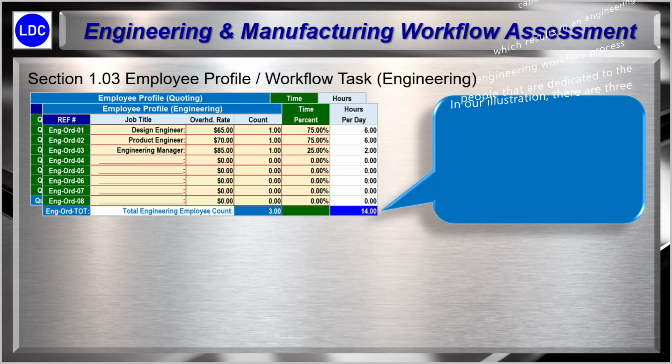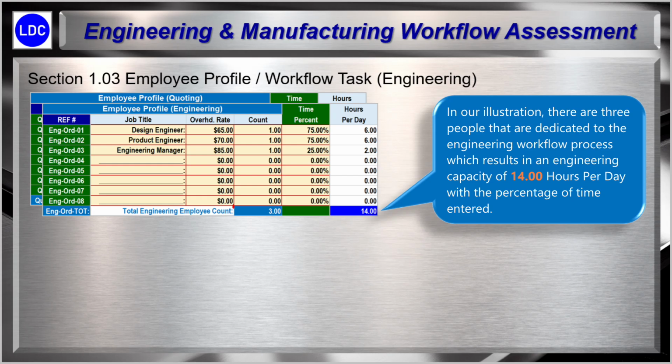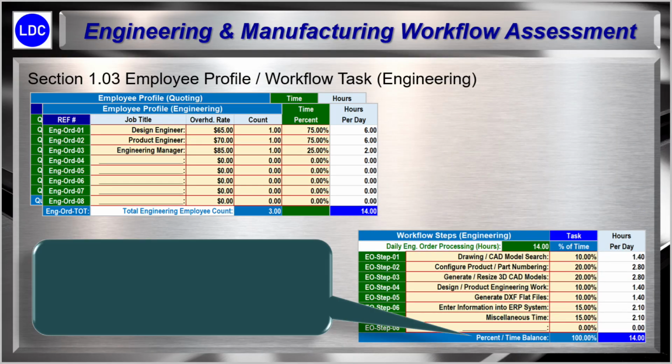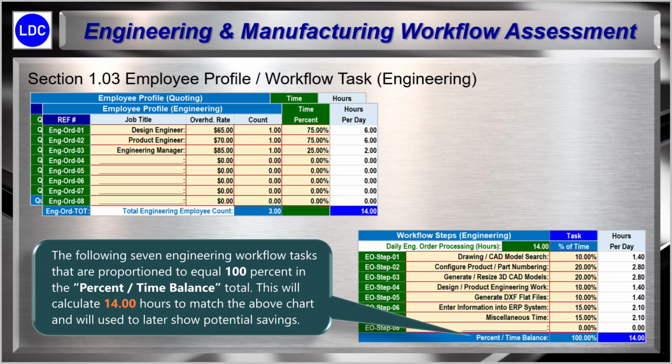In our illustration, there are 3 people that are dedicated to the engineering workflow process, which results in an engineering capacity of 14.00 hours per day with the percentage of time entered. The following 7 engineering workflow tasks are proportioned to equal 100% in the time balance total. This will calculate 14.00 hours to match the above chart and will be used to later show potential savings.